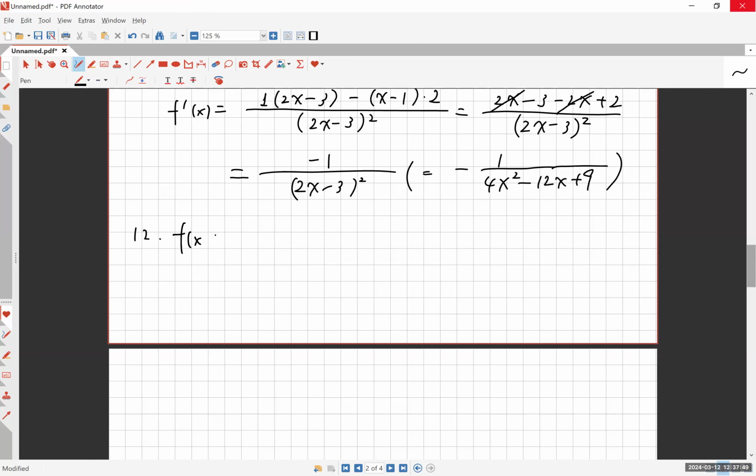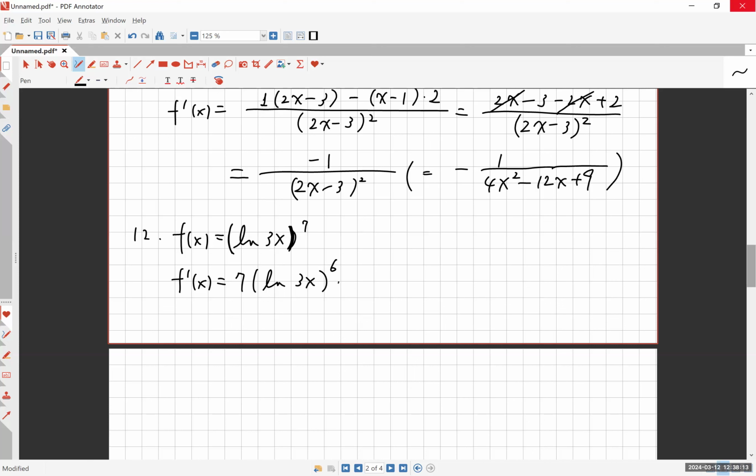F of x is natural log of 3x to the 7th power. Now here you have several functions composed together, but the outermost function, the last thing you do, is the 7th power, right? So you take 7 times the blob to the 6th power, and then you work your way in.